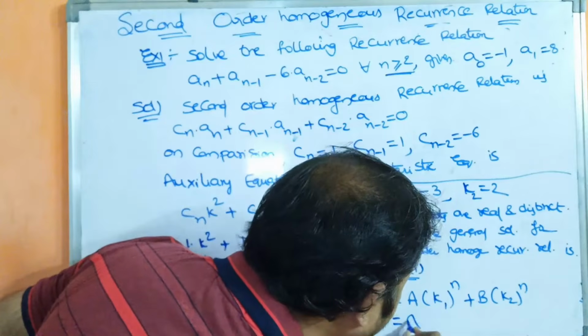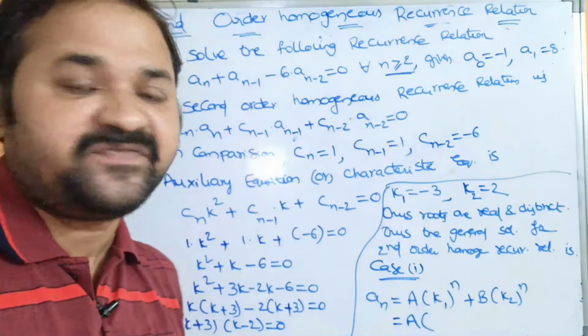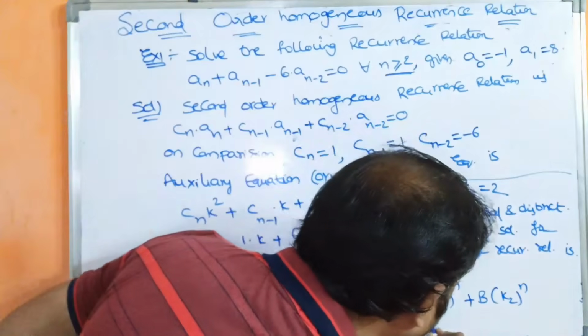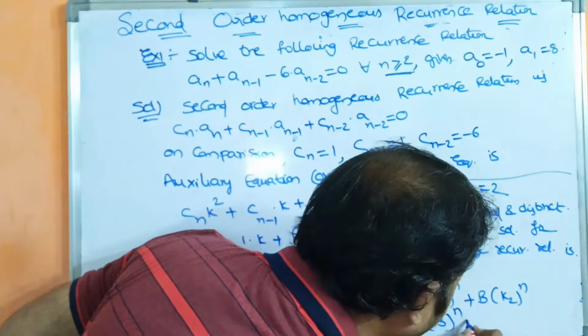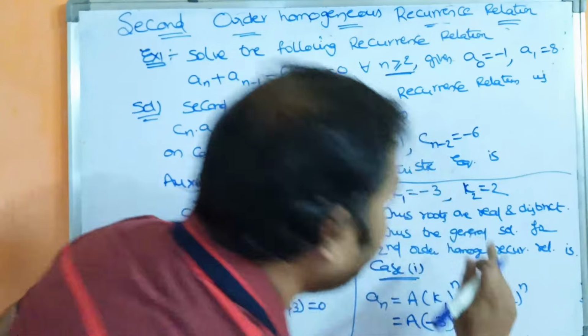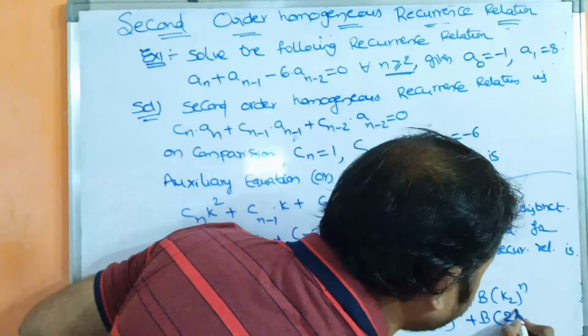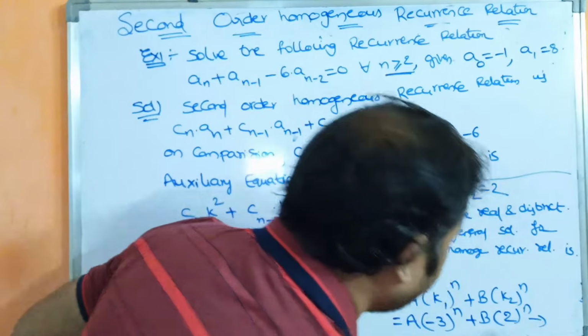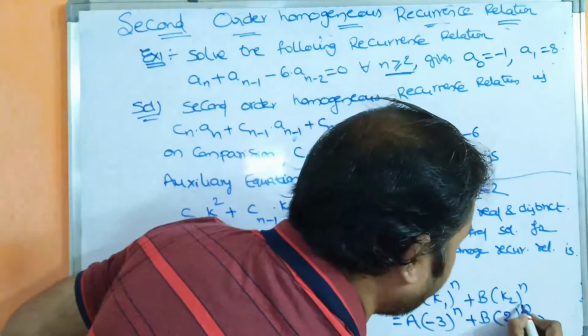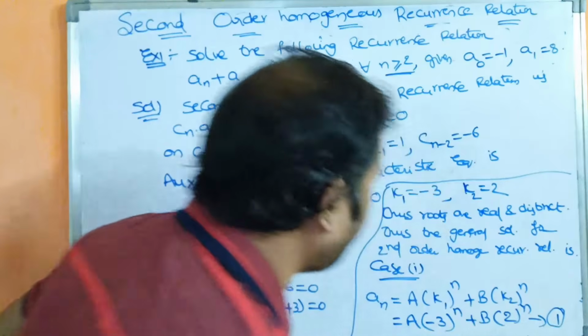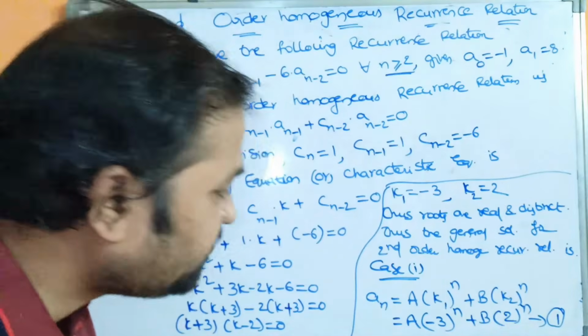So this can be written as a into what is K1 value? K1 value is minus 3. So minus 3 power n plus b into what is K2 value? K2 value is 2 power n. So a into minus 3 power n plus b into 2 power n. Let it be equation 1.